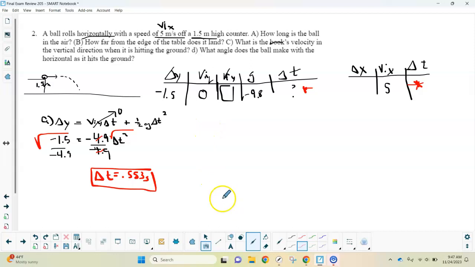For part B, it says, how far from the edge of the table does it land? So for part B, you are looking for delta x, which again is just the only equation for the x direction, VIX delta t. And you're going to plug into that. So you got 5, and you're going to multiply that by the 0.553. That's supposed to be a 5 there. There we go. So that's delta x, and when you do that, you get delta x is equal to a little over 2.5, so 2.765 meters is the horizontal displacement.